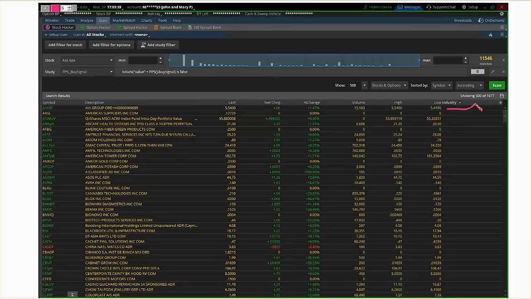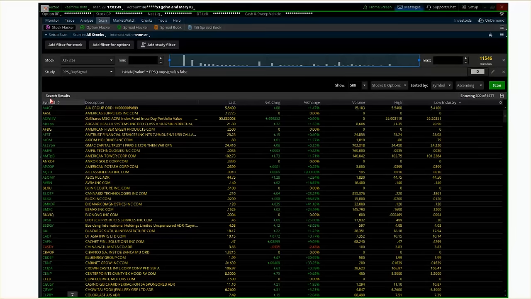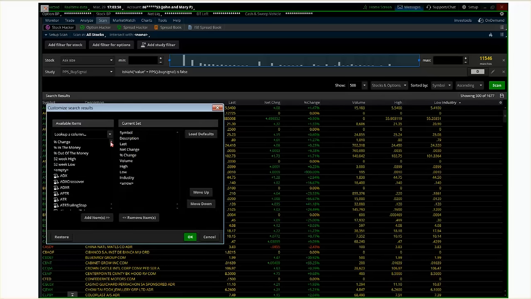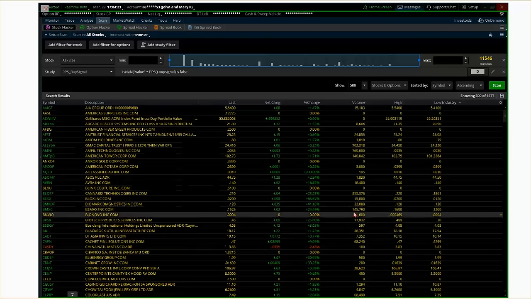Now, I don't know if you can see this, but it says industry over here. You might not have industry, so you'd want to say, John, how the hell did you get industry? And I'm going to say, real simple. Click on the header up here, right-click on it, click on Customize, and scroll down till you find the word. Let's look for it together. Where is it? Industry, right after INNEC. Go to Industry, add the item, and then hit OK. I already have it in there.